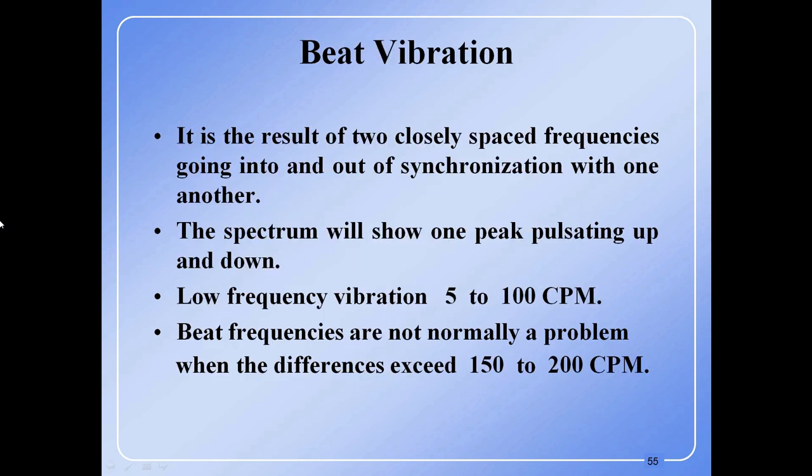Beat vibration. It is a result of two closely spaced frequencies going into and out of synchronization with one another. The spectrum will show one peak pulsating up and down. Third point, low frequency vibration, 5 to 100 cpm, cycles per minute. Beat frequencies are not normally a problem when the difference exceeds 150 to 200 cpm.